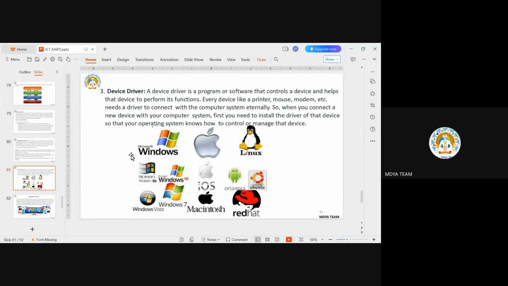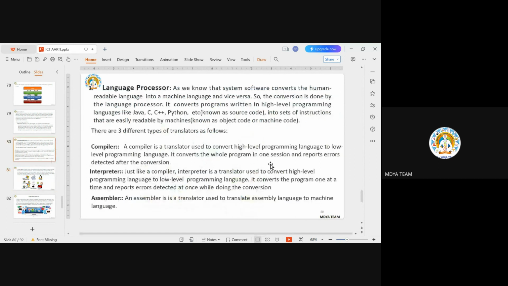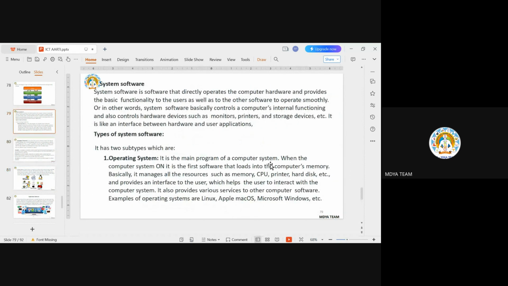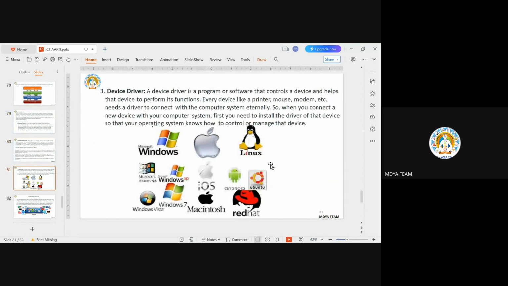This is the example of system software. These are told under system software. These all, operating system, language processor, device driver, are concepts under system software. This picture is the example of system software, not of the device driver. I will mention it on the side when you get the PPT or PDF. Okay.